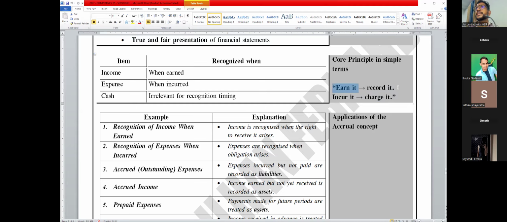If you earn an income, you have to record it. If you incur an expense, that should be charged or that should be recorded.